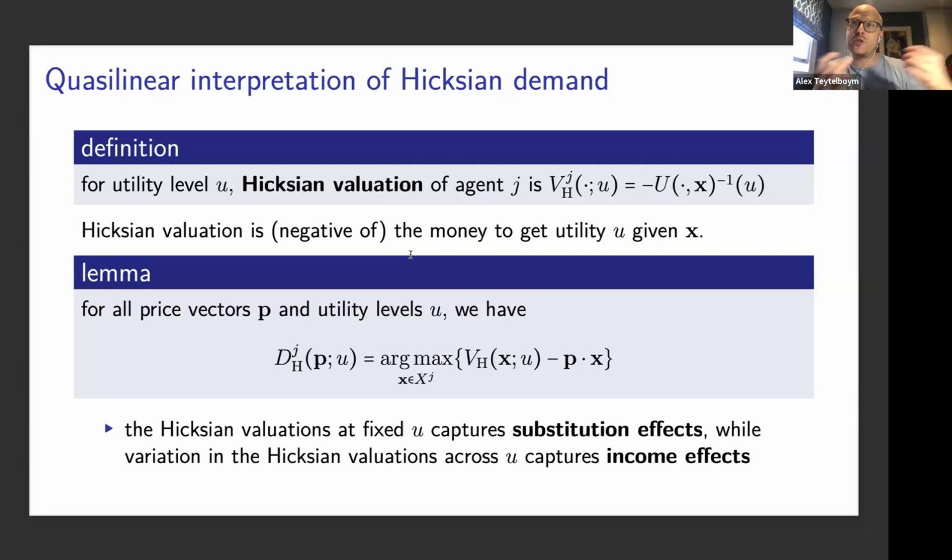What Hicksian demand allows you to do is to isolate the substitution effect. Why? Because it keeps the utility level fixed. So the consumer is on the same utility level. Prices are changing, but as prices change, I'm compensating the consumer to keep them on the same utility level they were on before. So the only thing they now face is different relative prices. And this is what Hicksian demand captures, in fact, this is what Hicksian valuations capture, and this is what this lemma really gets at.